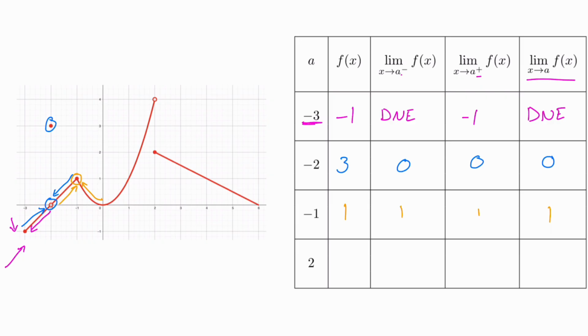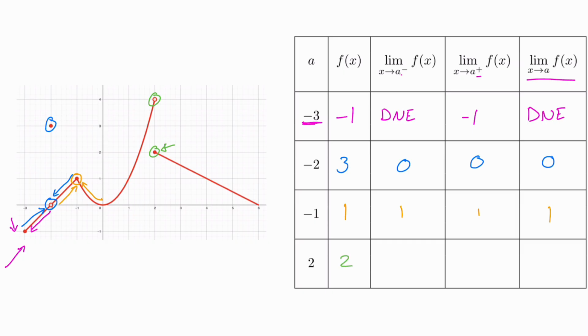And finally, for a is 2, we've got a closed circle at the top and a filled-in circle down here, which means that our f of x value is going to be this point here at y is equal to 2, so f of x is 2.